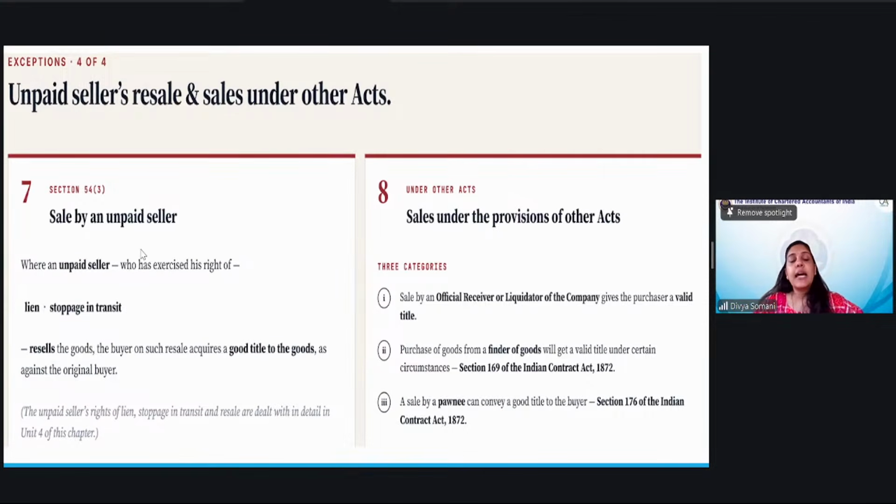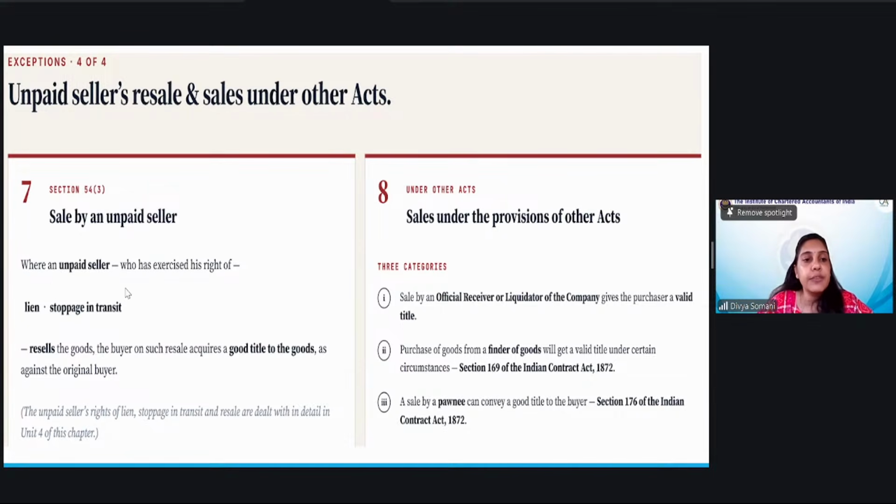Next, sale by unpaid seller. So obviously we have the whole unit wherein we will see that if the seller is not paid in full, suppose the price of a particular good was 10,000 and the seller is only paid 8,000, or maybe he has not been paid at all, then in that case he will be considered an unpaid seller. And if the unpaid seller still has those goods, that means on constructive delivery the goods are still with him, or maybe the delivery has been delayed or something like that, then in that case he can still hold the goods, he can further sell those goods to someone else to recover the money. That is the right given by law to the unpaid seller.